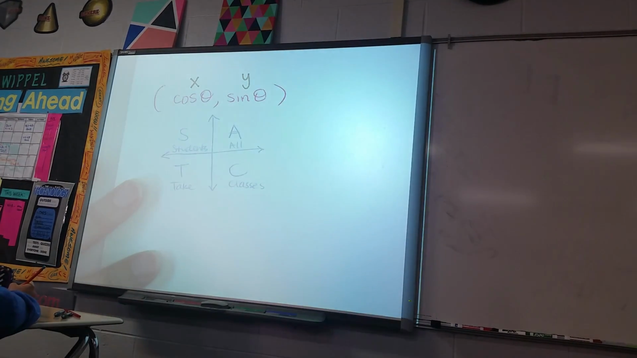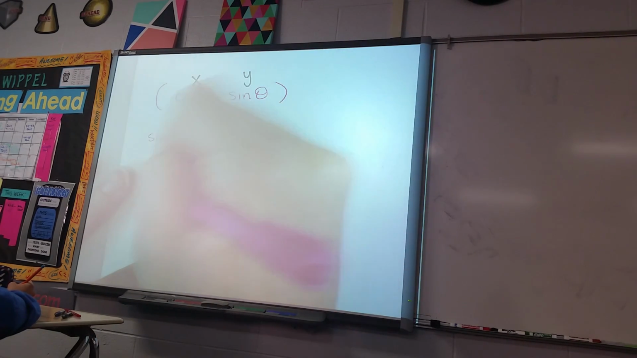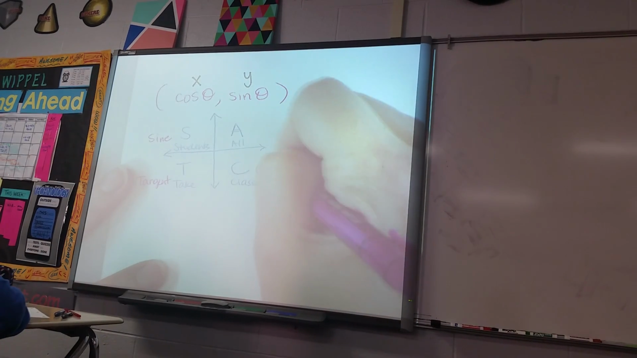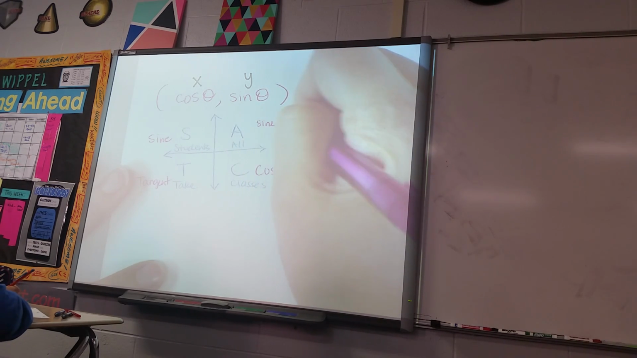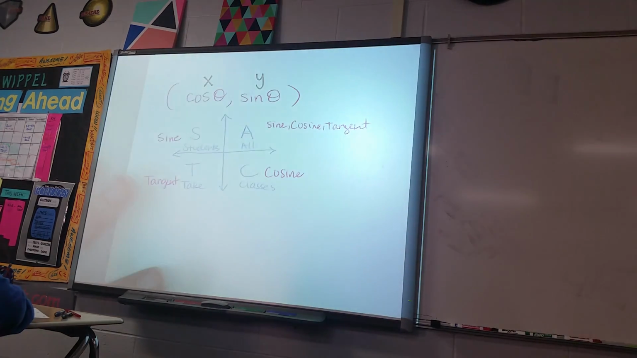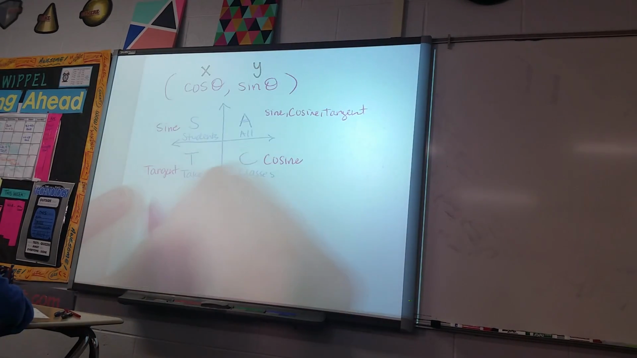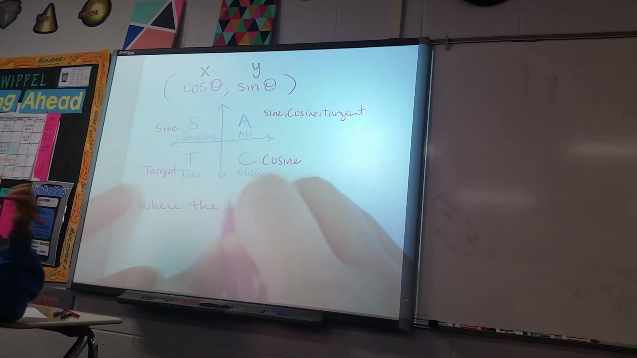Let's think about how these relate to our trig functions. S probably stands for what? Sine. T is tangent. And C is cosine. And then all would be sine, cosine, tangent. Now this is going to reflect where they are positive.